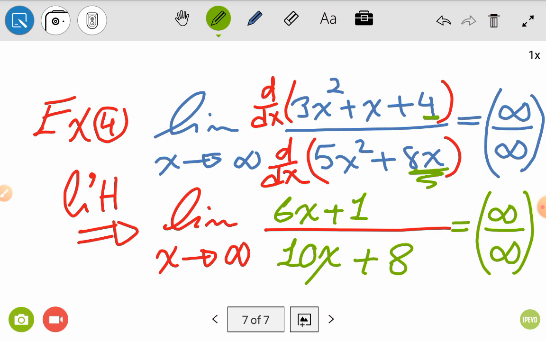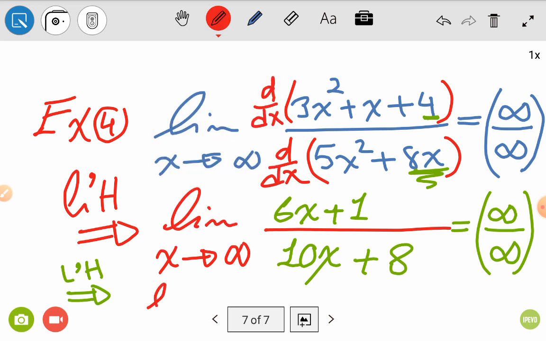Yes, we can apply L'Hopital's rule many times until you get something useful. The way to remember here is to differentiate top and bottom until you get something useful, until you get the answer. So what's L'Hopital's rule for the next time? L'Hopital's rule again.